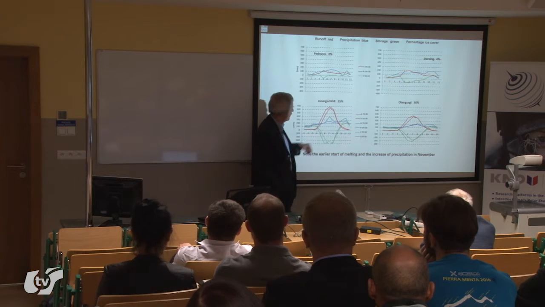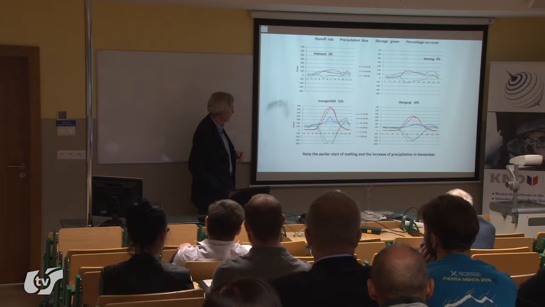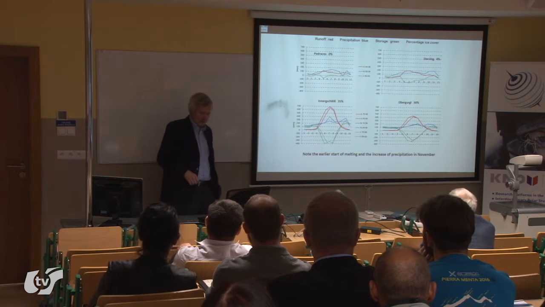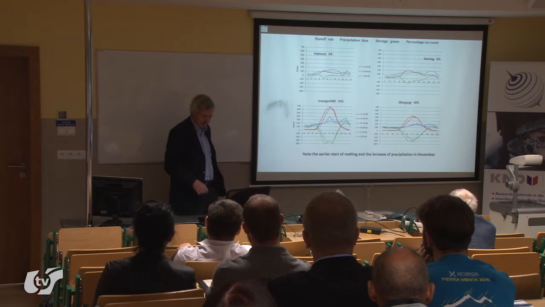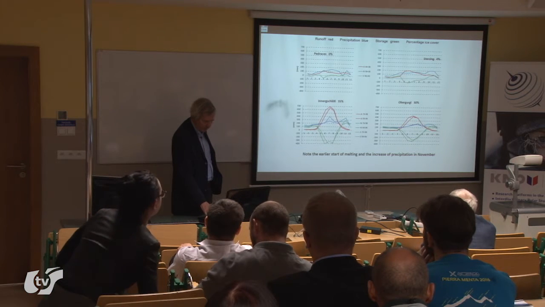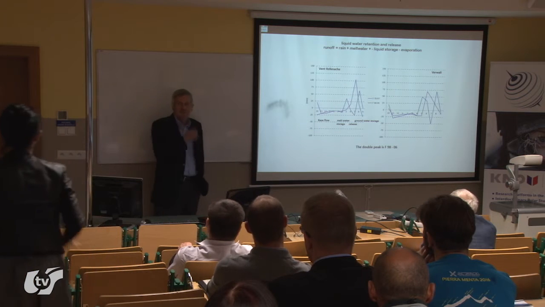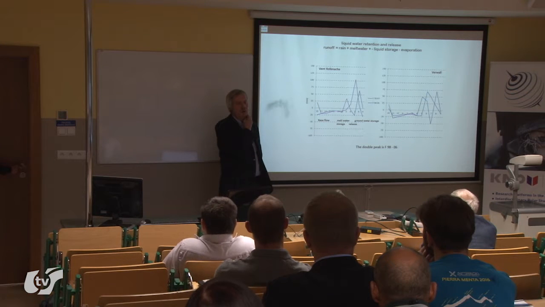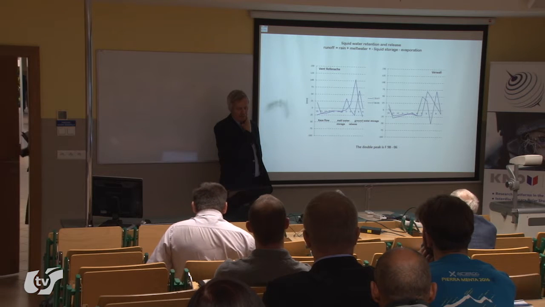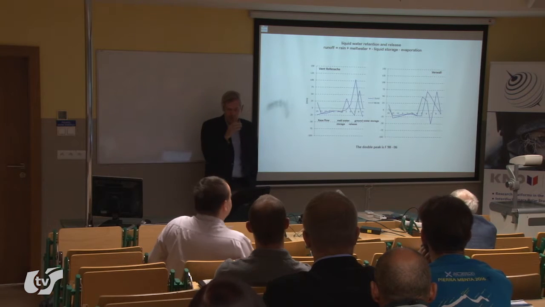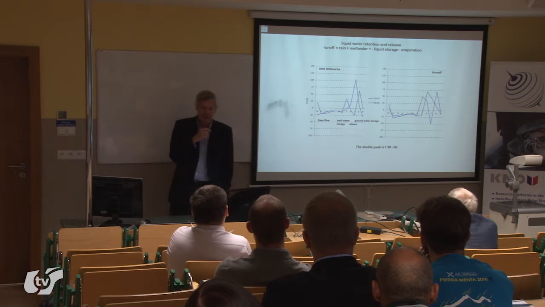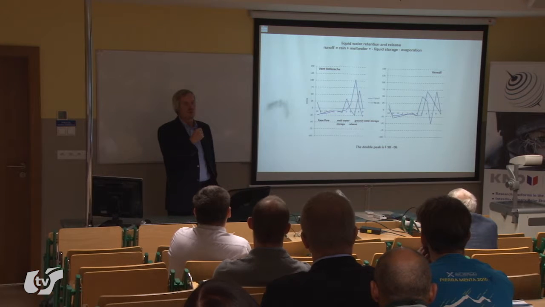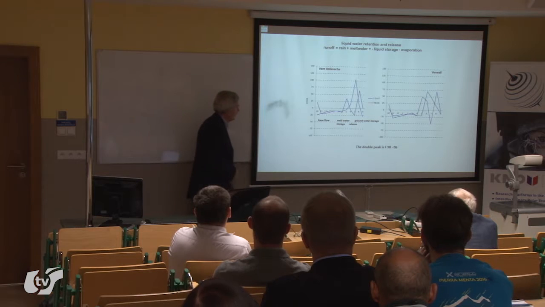We have two peaks in the first period and one peak in the second period. The earlier start of melting and the increase of precipitation in fall should be noted. Here I have made an attempt to balance only liquid water in the basins. That means I take runoff, rain but not snow, meltwater and evaporation from the liquid water, which yields the change in liquid storage.